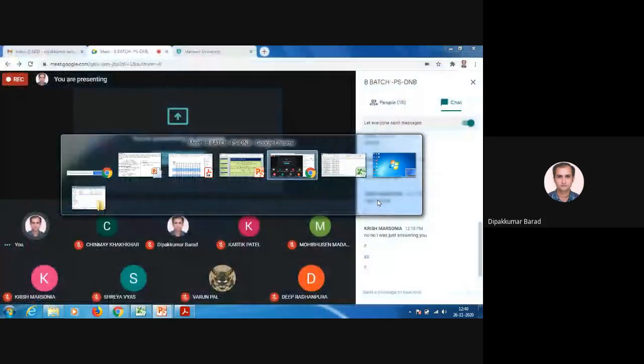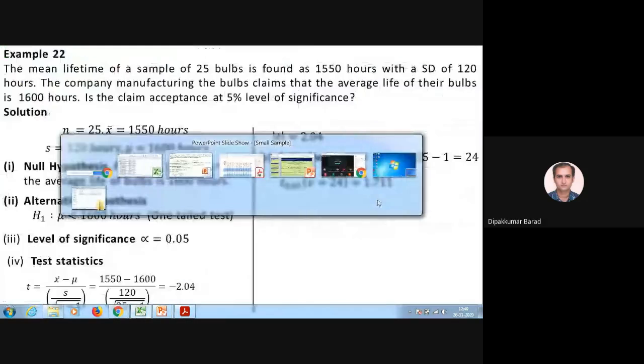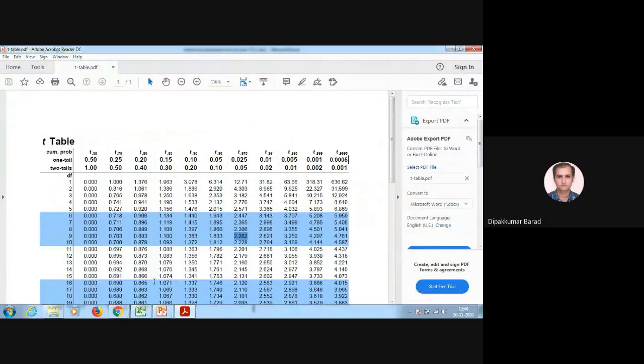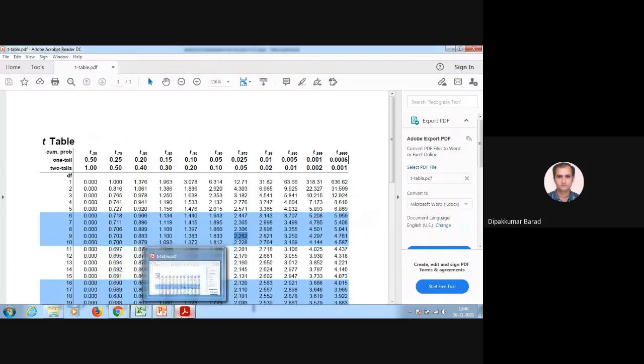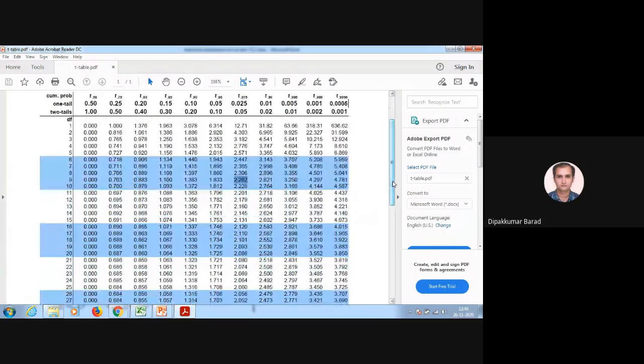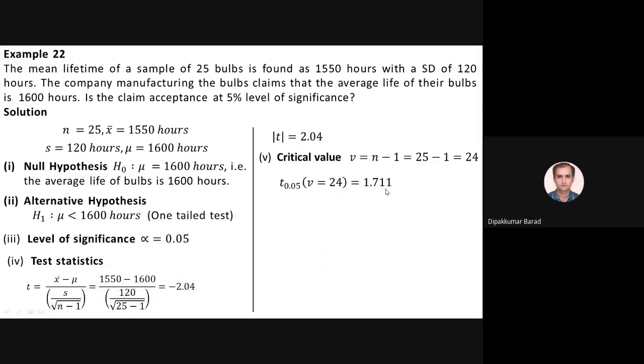Now this is at v equal to 24. In the table, if you see v equal to 24 and one tail test, it means you get here one tail test 0.05, 24. So what you get is this number, 1.711. Okay, let us see. Yeah, 1.711.